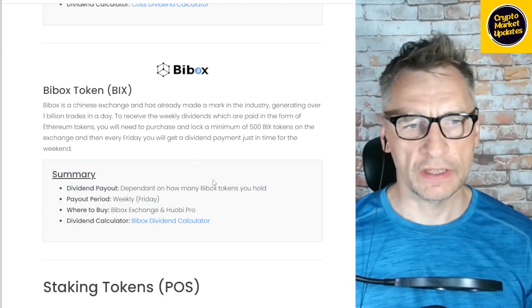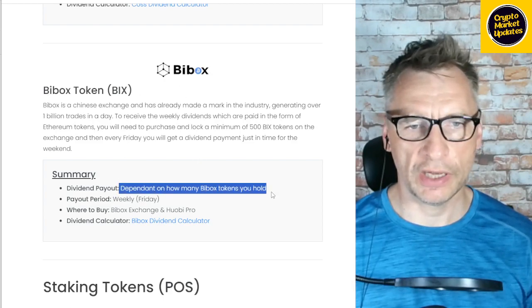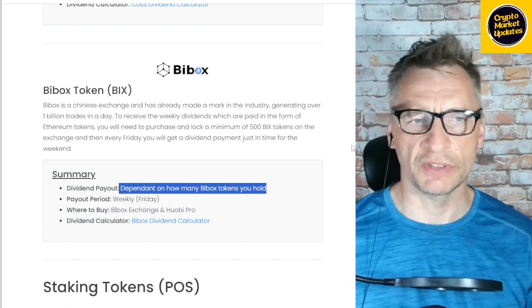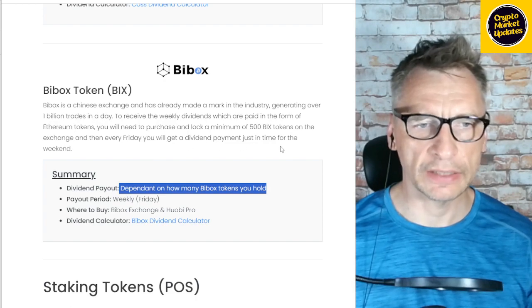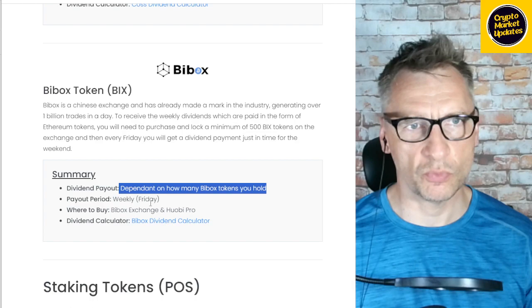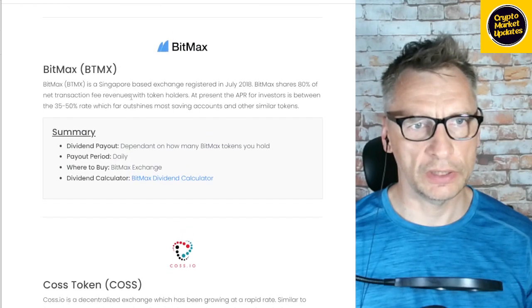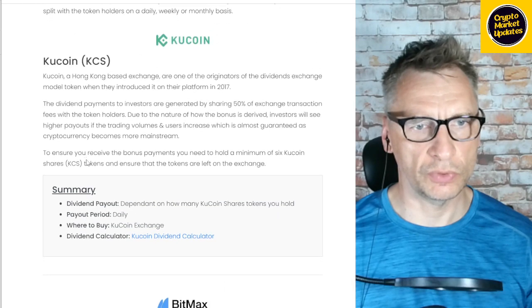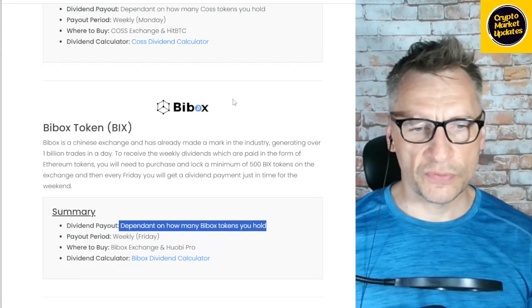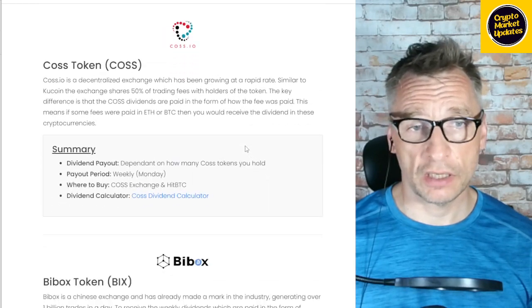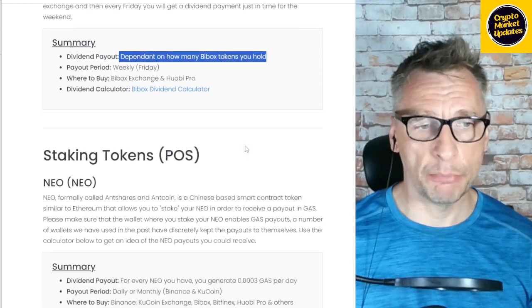Buybox token, similar idea. Depending on how many tokens you have, you will receive some dividends on that. There are different payout periods. I guess weekly, also weekly. For BitMax, it's daily, and KuCoin also daily. So that's it for the exchanges. These are the 4 exchanges: KuCoin, BitMax, Cross, and Buybox.